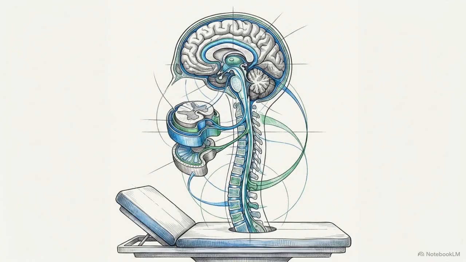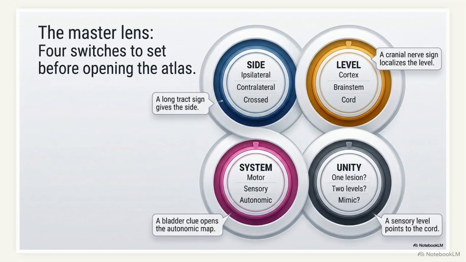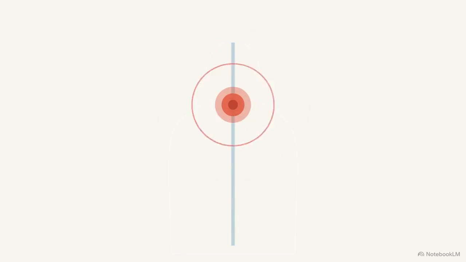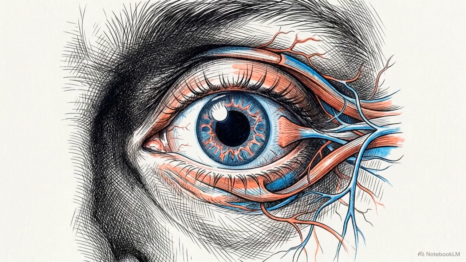We will instead navigate the central nervous system using the first principles of an anatomical map. Plotting a coordinate on this map requires setting 4 specific data switches: side, level, system, and unity. By applying these switches to the physical exam, we can derive the exact location of the lesion purely from the anatomical evidence. We begin with the vitals and cranial signs, the patient's drowsiness, and the dilated, poorly reactive left pupil.